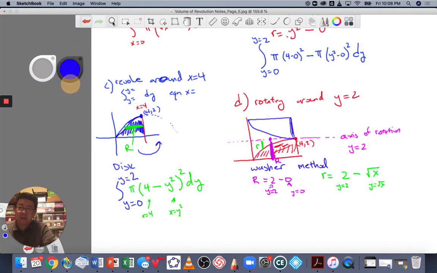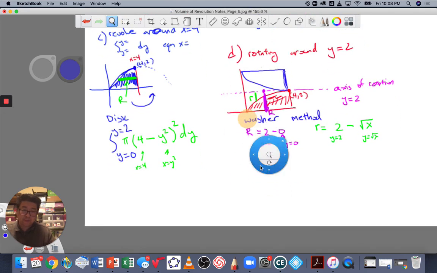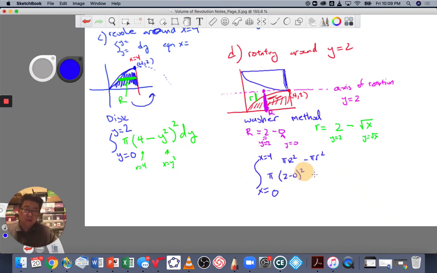Well, you're practically done then, because your integral will be x equals 0 to 4, and then you have your pi big R squared minus pi little r squared, which will be pi times 2 minus 0 squared, minus pi times 2 minus square root x squared, dx. And then you can just pop that into your calculator and figure out what that volume is going to be.